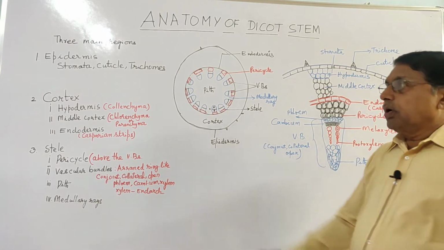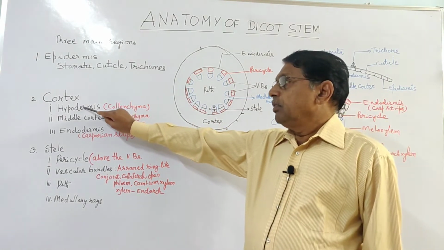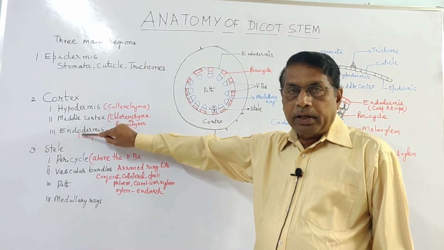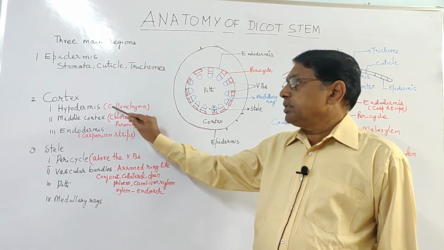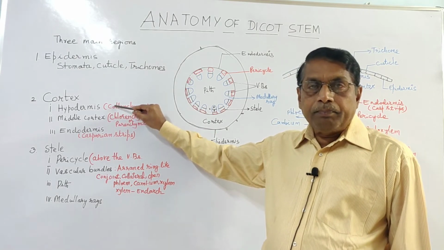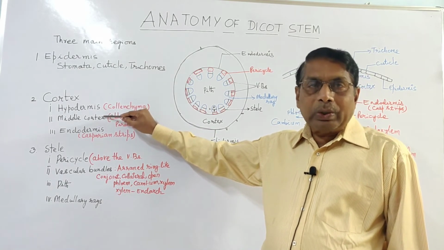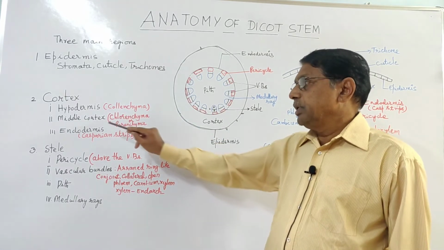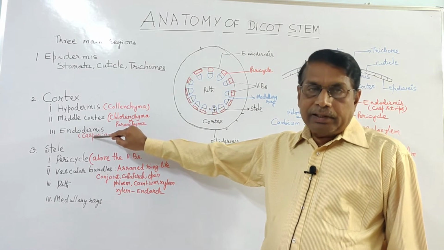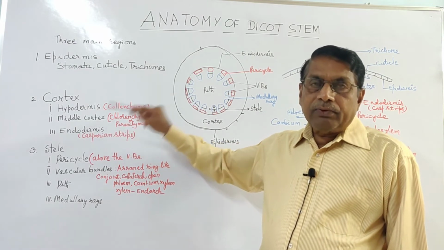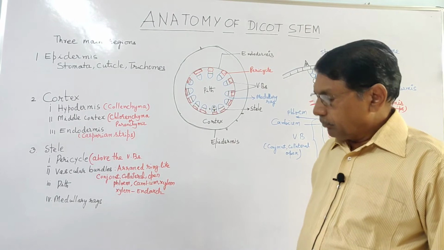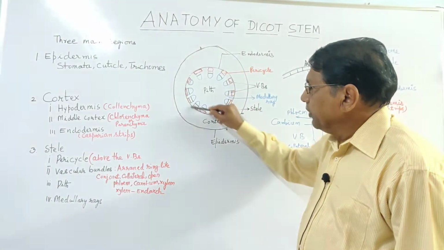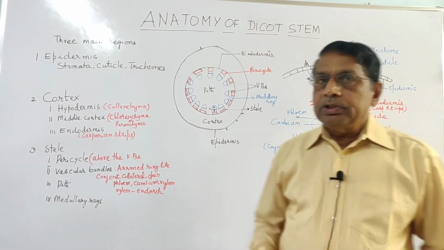So this cortex consists of hypodermis, middle cortex, endodermis. Hypodermis is made up of collenchyma. Middle cortex is either chlorenchyma, photosynthetic, or parenchyma with intercellular spaces. Endodermis is single layered, consisting of Casparian strips. Then the central part, very wide, is the stele.